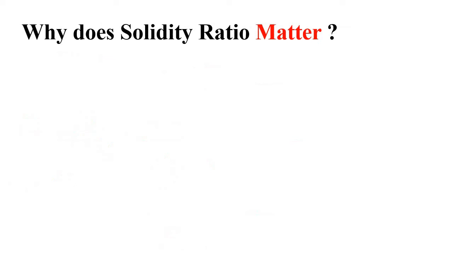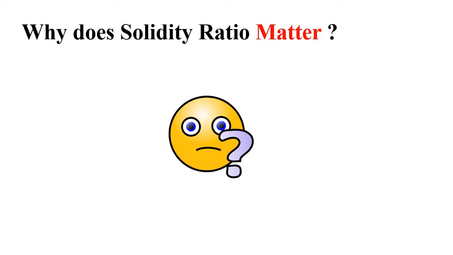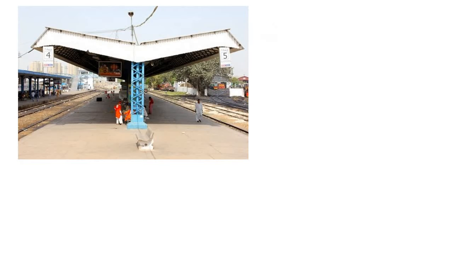Now the question is, why do we need to bother about this solidity ratio? Yes, we need to bother about it. Why? Let's understand. Again, first consider this canopy structure. This is a simple canopy structure and here we have two faces. Let's say this is one and this is another. Now let's say wind is flowing from this side or this side. In both cases, the force exerted on this canopy is the same.